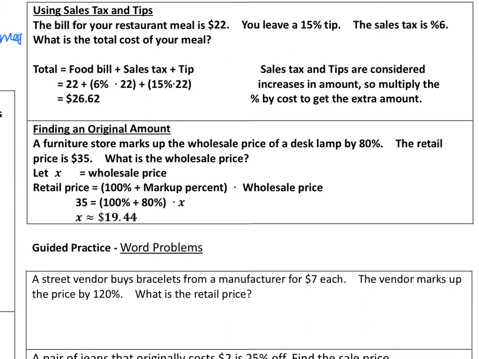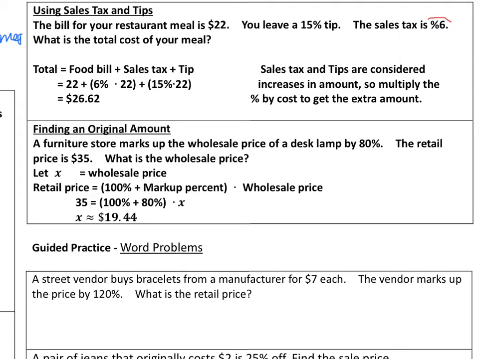Using sales tax and tips. When you go to a restaurant in the States, you need to pay sales tax and tips. The bill for your restaurant meal is $22. You leave a 15% tip for the waiter. The sales tax is 6%. Okay, typo here. What is the total cost of your meal?